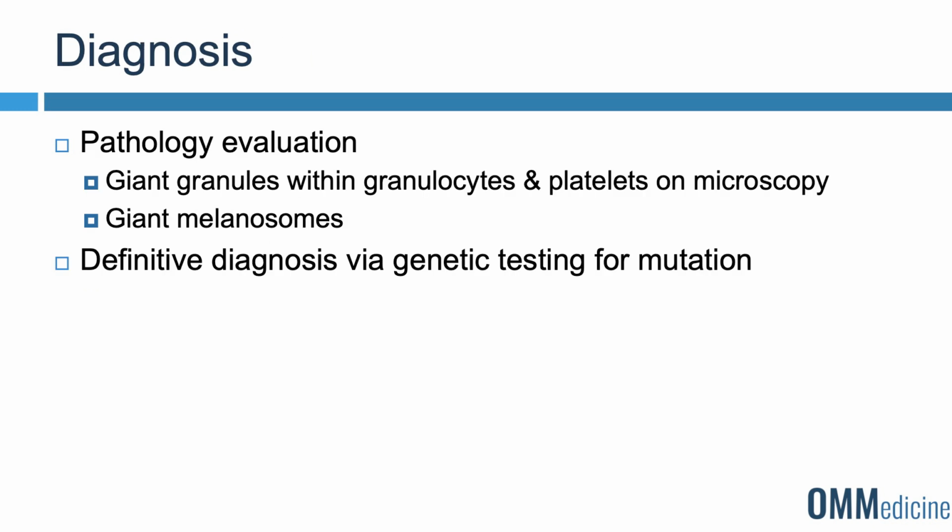So once we have evaluated a patient who we think may have Chediak Higashi syndrome, how do we go about actually diagnosing it? The diagnosis is largely going to be made by pathology. So pathology will look at the patient's blood under the microscope, and the characteristic findings for this condition are going to be giant granules within granulocytes and within platelets. Now you can also see giant melanosomes. However, the giant granules in granulocytes and platelets is going to be the major finding that's associated with Chediak Higashi.